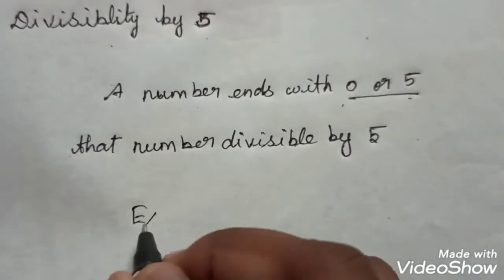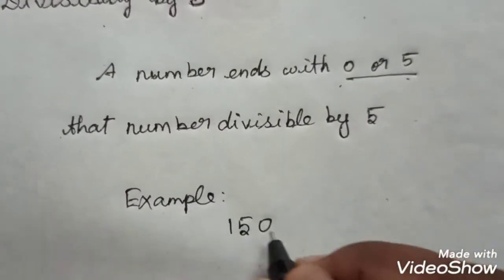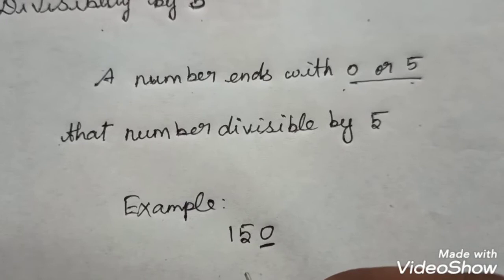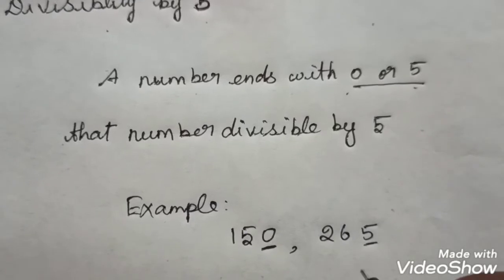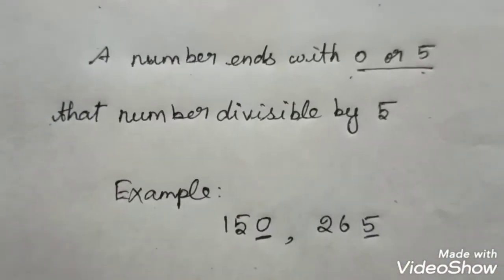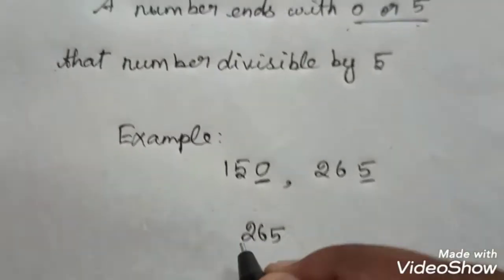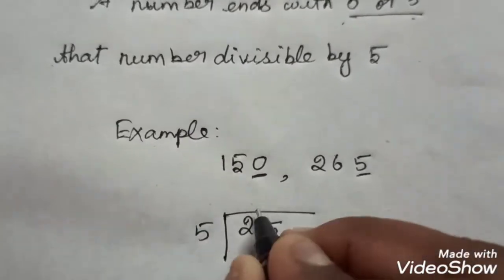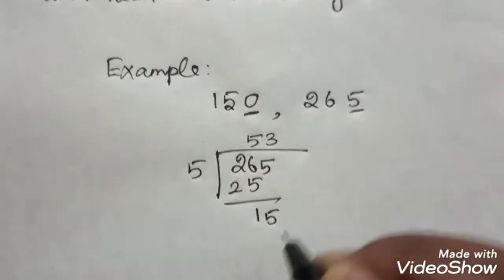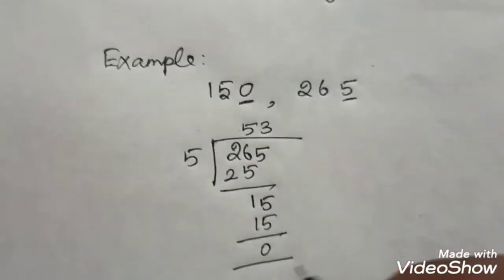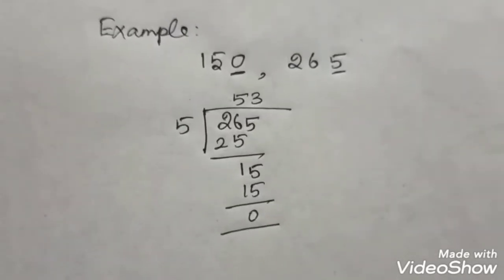For example, we already mentioned 150. Here the unit digit is 0, so it is divisible by 5. And then 265 is also divisible by 5. Just check it: 265 divided by 5. 5 fives are 25, remaining 15, 3 fives are 15. So the remainder is 0. Now you agree: if a number ends with 0 or 5, that number is divisible by 5.